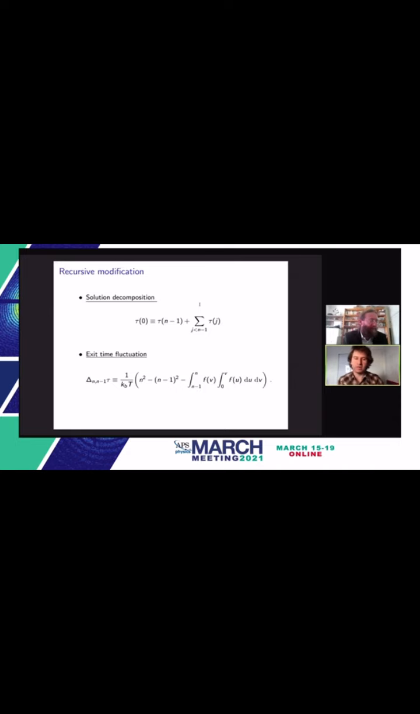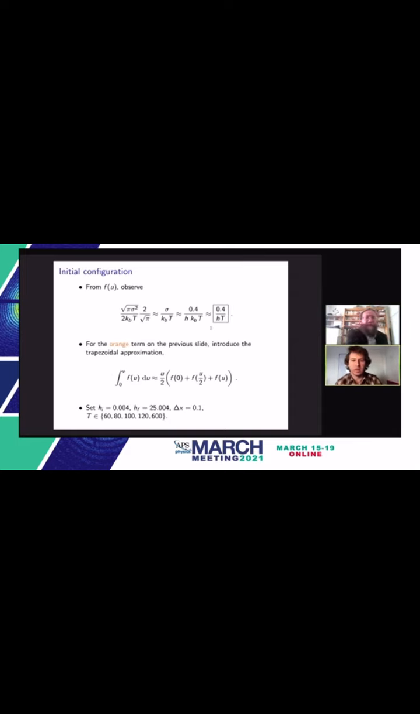And conveniently for us, we can decompose the solution in this way so that we can avoid some issues with actually having to restore initial conditions for the value problem after each iteration. And from the analytical solution that we obtain for the exit time, we can obtain a very clear expression for the exit time fluctuation between neighboring base pairs of inspection, which takes this form.